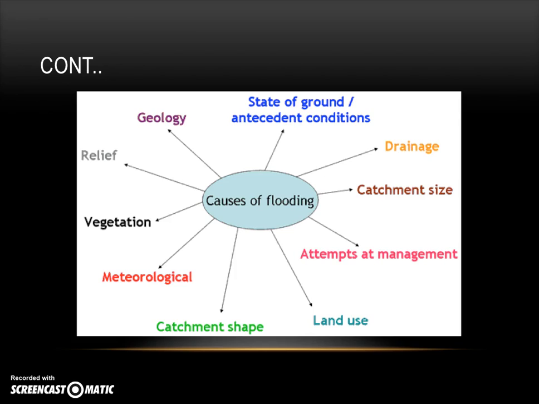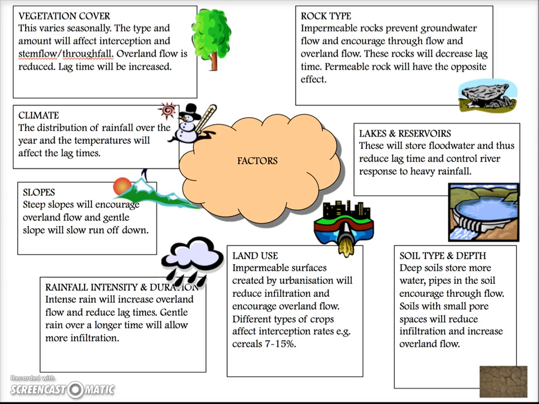Here are more causes of flooding, such as geology, relief, vegetation, the catchment shape and catchment size, the land use and drainage. A few more factors are vegetation cover, rock type, lakes and reservoirs, soil type and depth, land use, rainfall intensity and duration, slopes and climates, which all lead to flooding.